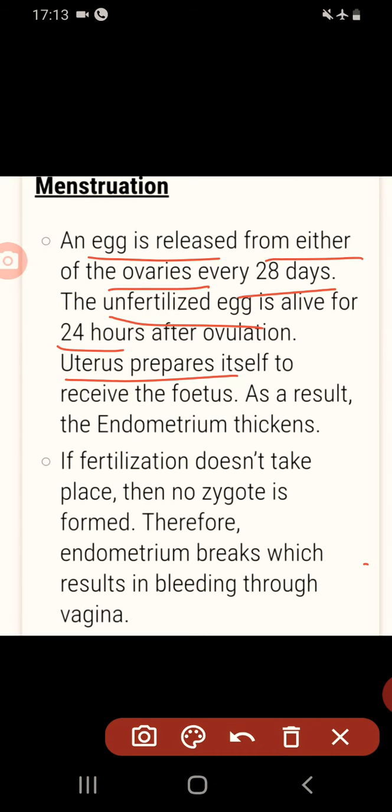Uterus prepares itself to receive the fetus. Now due to this, the endometrium of the uterus, endometrium is the inner wall of the uterus, it thickens. But if fertilization does not take place, then no zygote forms. Therefore this endometrium, or the thick wall of the uterus, breaks down and it results in bleeding through the vagina.